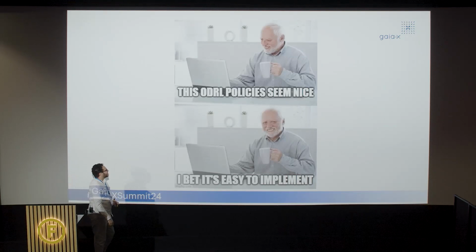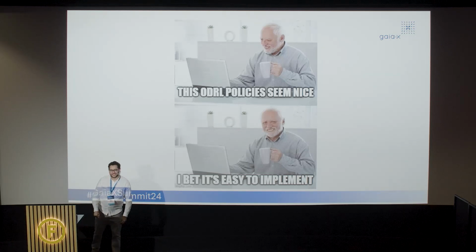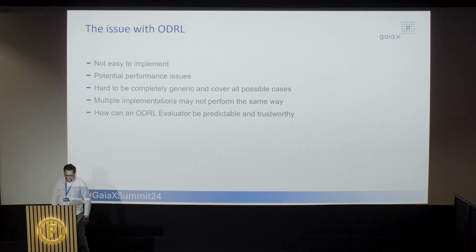So these ODRL policies, of course, seem nice. I guess it's easy to implement, right? Well, I guess not. They're not really easy to implement. There are a lot of potential performance issues. It's because it's a very generic and flexible language, which makes it very hard to completely cover all the possible cases and be completely generic. If we have multiple implementations, they may not perform in a similar way.